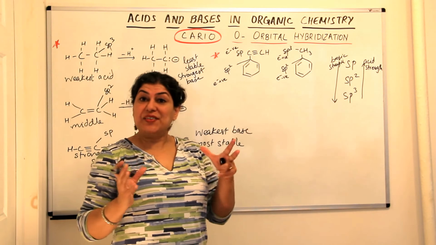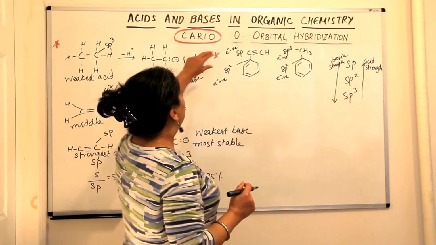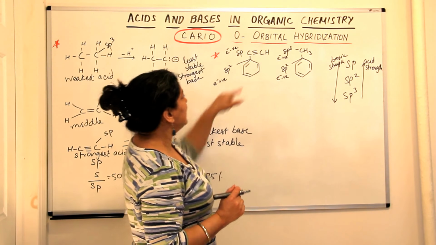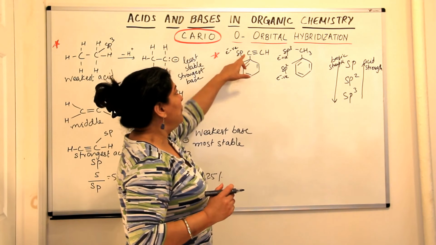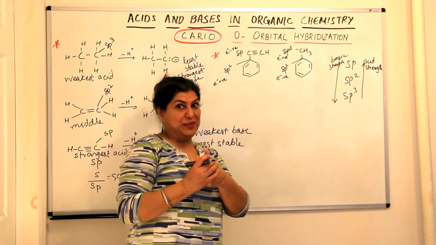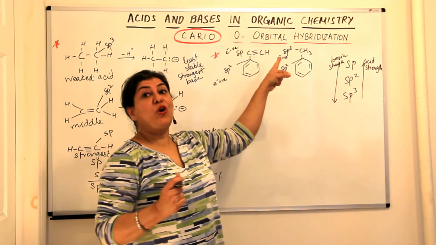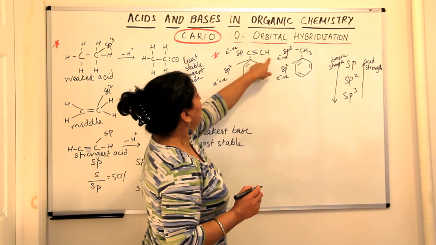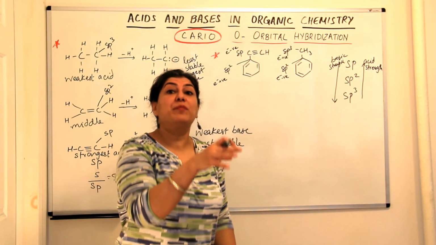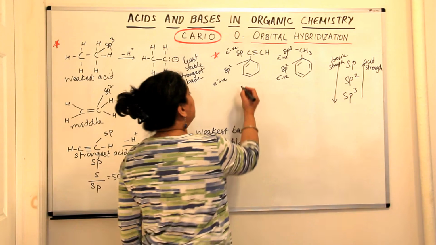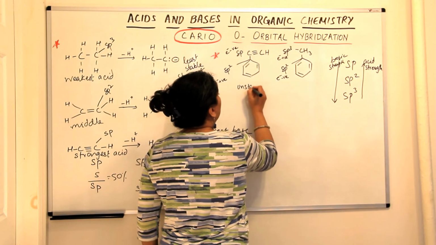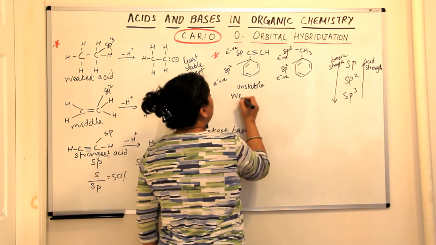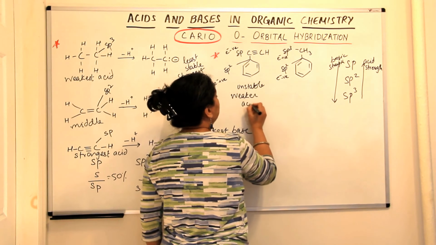So what happens as a result of this? We find that in comparison, if this carbon is more electronegative and this is less electronegative, this carbon would have a tendency to pull the electrons towards itself, thereby making the conjugate base unstable. Because when it does that, the hydrogen is removed, the negative charge would get more negative, making the conjugate base unstable. If the conjugate base would be unstable, this would be the weaker acid, right?